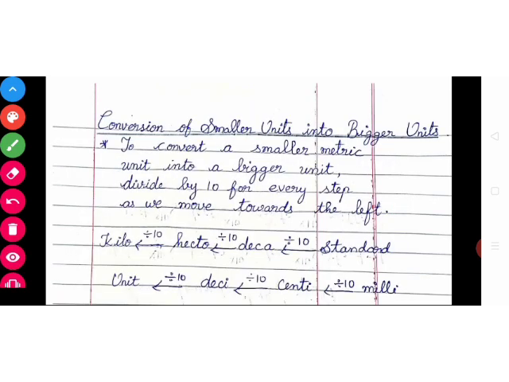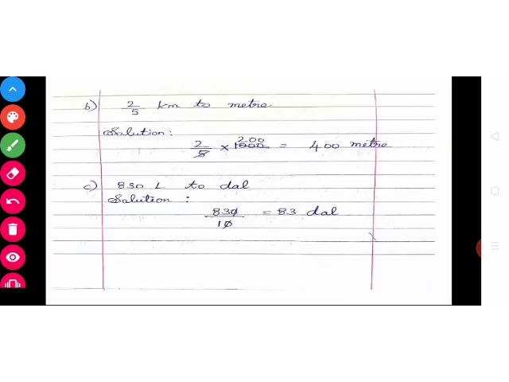So look at here. Where is liter? That standard unit is there, liter. So you want to convert to decaliter. Smaller unit into bigger unit, what do you want to do? Divide by 10. Okay children, look at the sum. 830 is given. So how much do you want to divide within the sum? Divide by 10. So 830 divided by 10. Your answer is 83 decaliter. What is your answer? 83 decaliter.